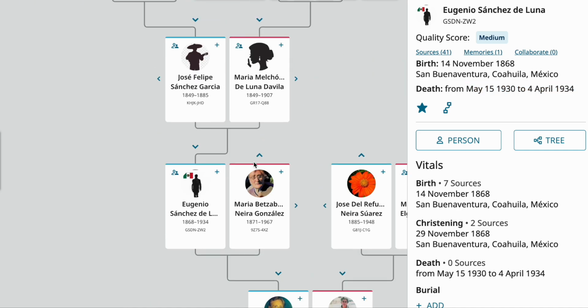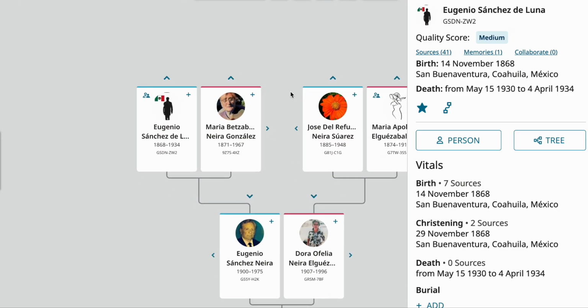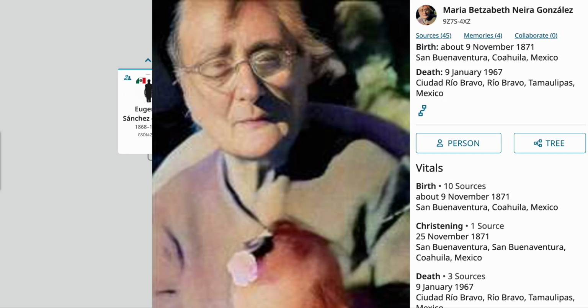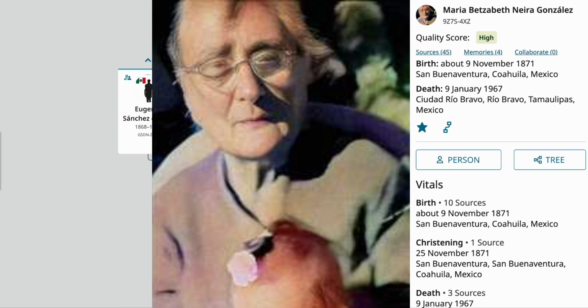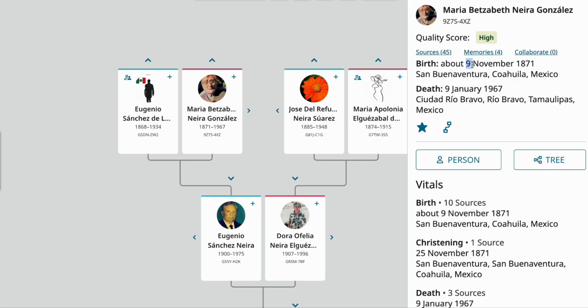It's fine. But of course, his family traits are interesting, I guess. As you can easily guess using your context clues, this trait was inherited from my second great grandfather's biological mother. Her name was Maria Betsabeth Neira Gonzalez. She was born around November of 1871. I know this is November 9th, but I'm not sure. There's no information on the birthday. So yeah, that's unfortunate. But she passed away at the age of 95 on January 9th of 1967 in Rio Bravo, Tamaulipas, Mexico. Of course, this is the farthest we can go.